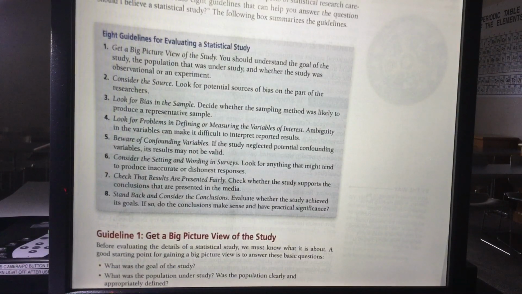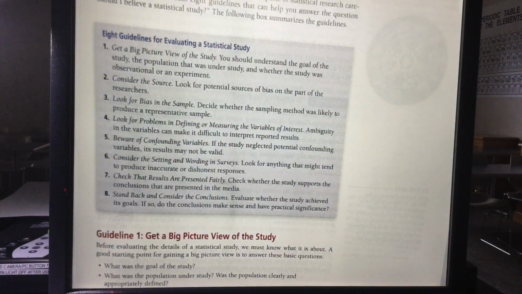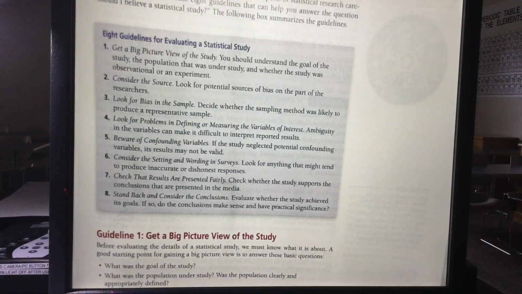And then second, you want to consider the source. You want to look for potential sources of bias on the part of researchers. And then third, look for bias in the sample. You want to decide whether the sampling method was likely to produce a representative sample. And then fourth, look for problems in defining or measuring the variables of interest. Now here, ambiguity in the variables can make it difficult to interpret reported results.